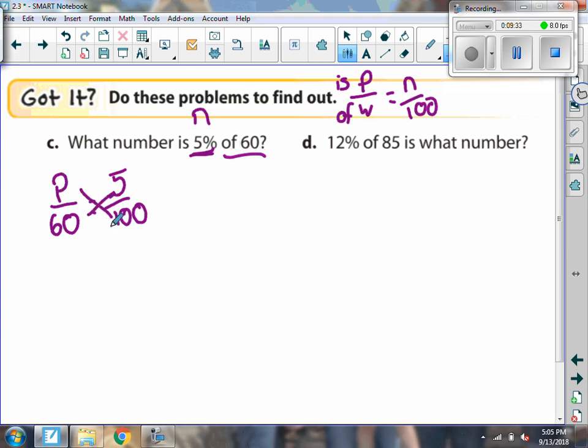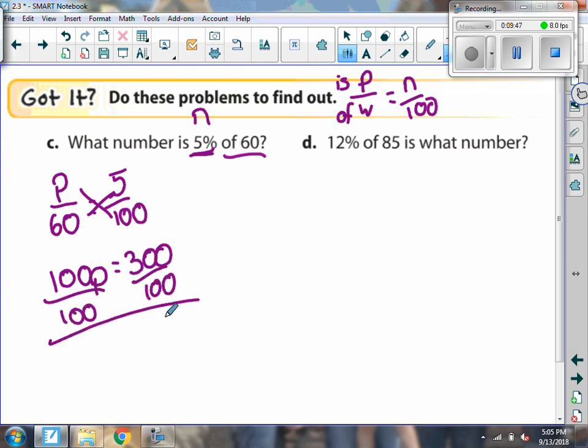So I'm going to cross multiply. I have 100p is equal to 300. Divide both sides by 100. And your part is equal to 3.